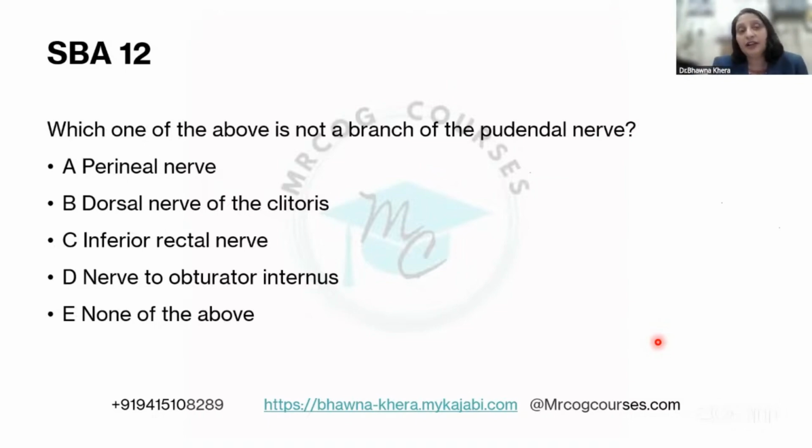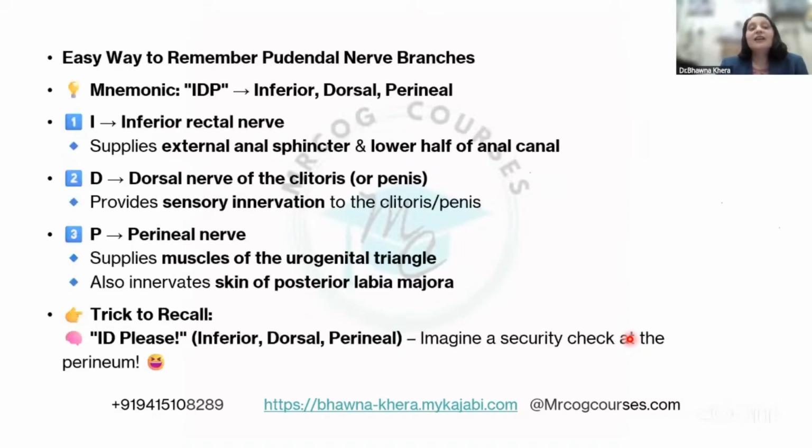Nerve to obturator internus. What do you say? Is this a branch of pudendal nerve? No, this is not a branch of pudendal nerve. So therefore, D is the correct answer here. So remember IDP when we have to remember the branches of the pudendal nerve. You can remember it as ID, please.